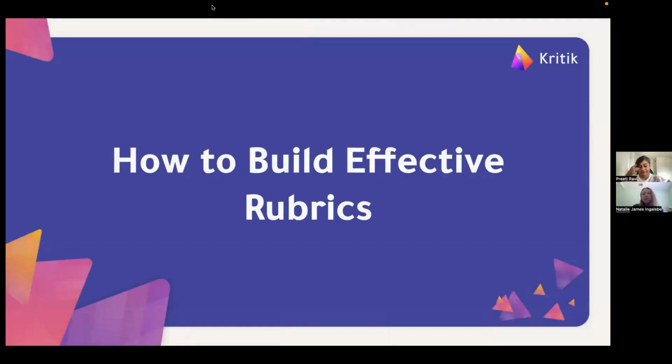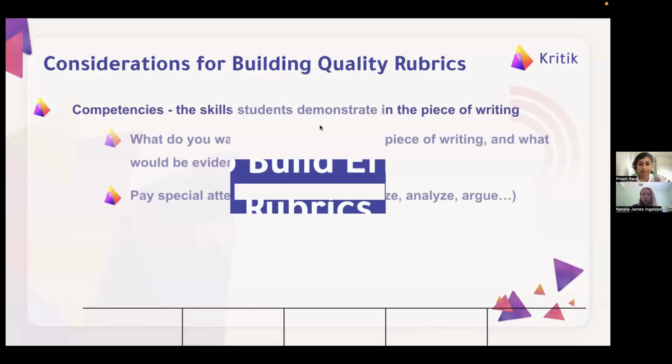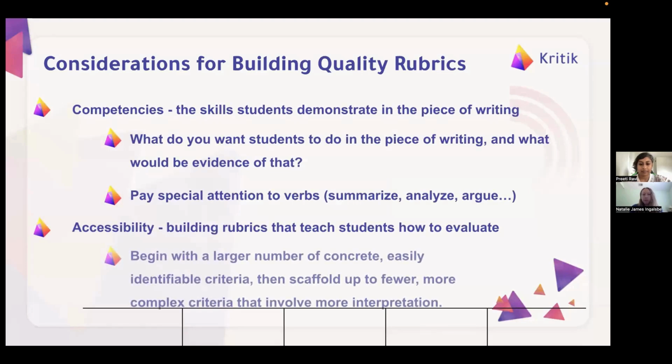Welcome everyone. So as Preeti explained, we're going to focus on building effective rubrics. And as you'll see on the next slide, I'm going to talk about two main elements of how I use Kritik to build quality rubrics for peer assessment. So the first element for building a strong rubric for use in peer review activities is the competencies themselves.